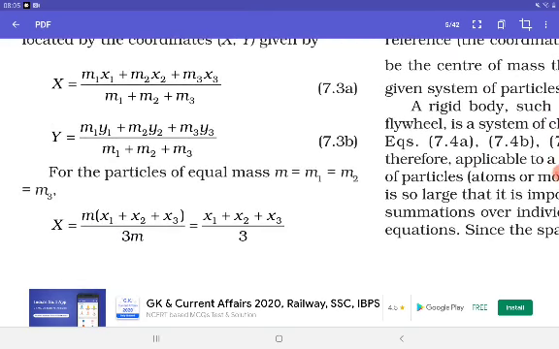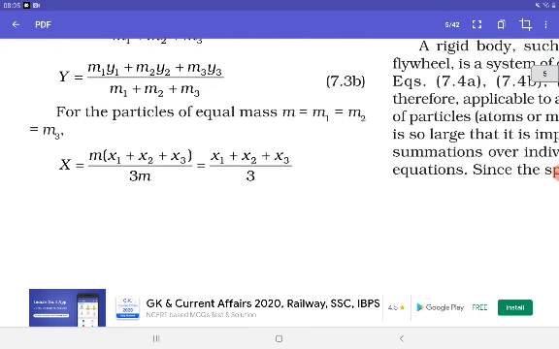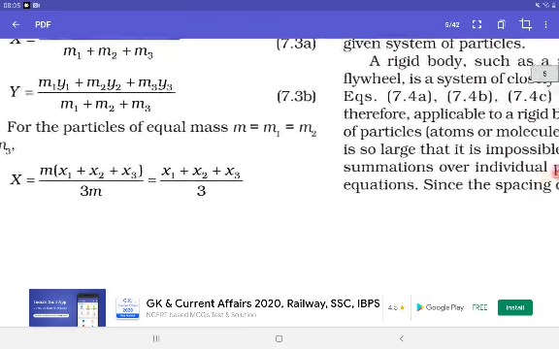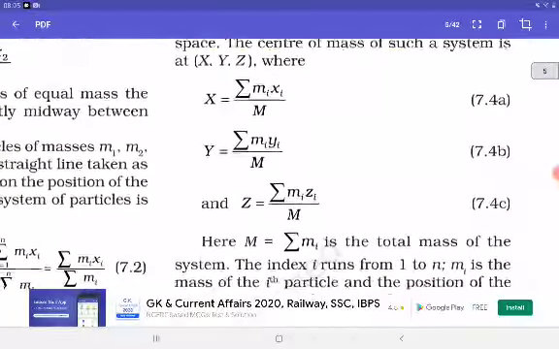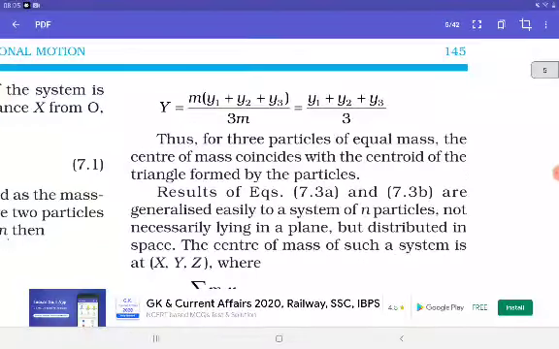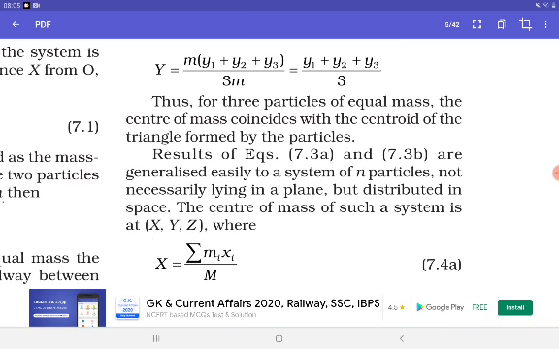For particles of equal mass, m equals m1 equals m2 equals m3. So therefore x equals m times x1 plus x2 plus x3 divided by 3m, that is x1 plus x2 plus x3 divided by 3. In a similar way we can find y as well. Thus for three particles of equal mass, the center of mass coincides with the centroid of the triangle formed by the particles.